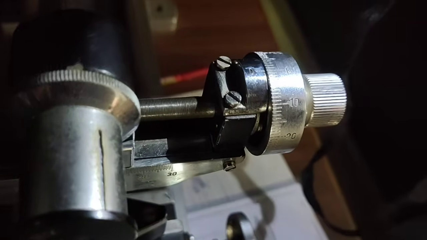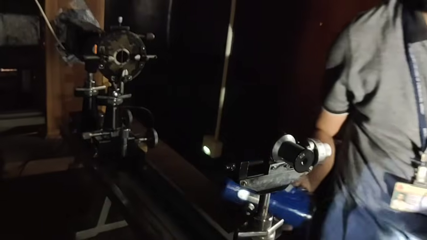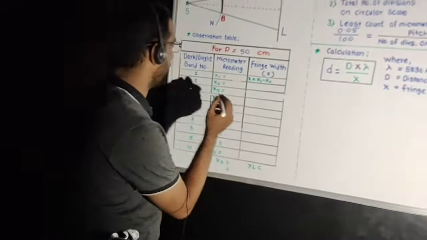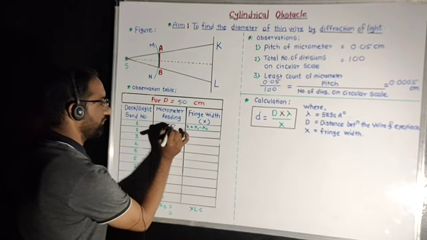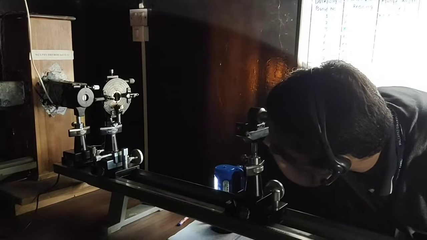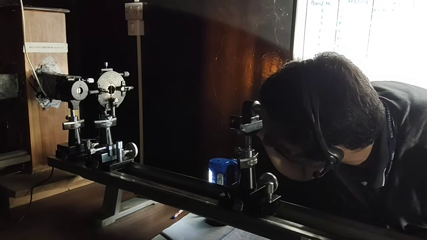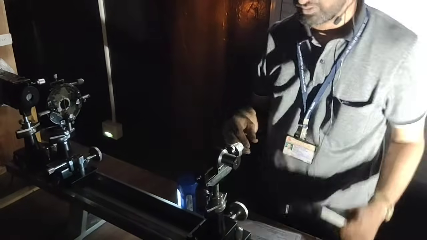Okay, and now note down the reading for that first dark band as a 0. So I am writing here for first dark band whose reading is 0. Okay, now see through this eyepiece and adjust at second dark band. Adjust at second dark band. So we are getting here the crosswire exactly at the second dark band.